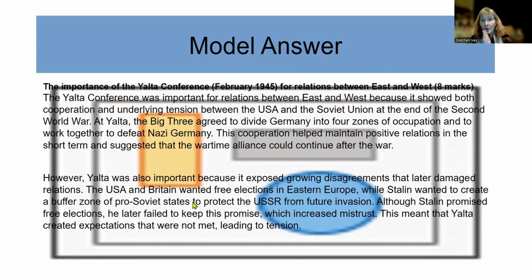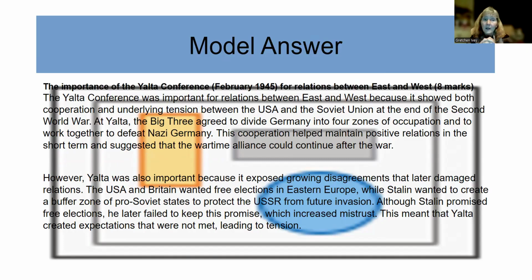So you're going to pick two. You're going to write 2 paragraphs for each one. So it's going to be a total of 4 paragraphs for a total of 16 marks. Okay, so your model answer. The first one that has been chosen for the model answer is the importance of the Yalta Conference for relations between East and West.